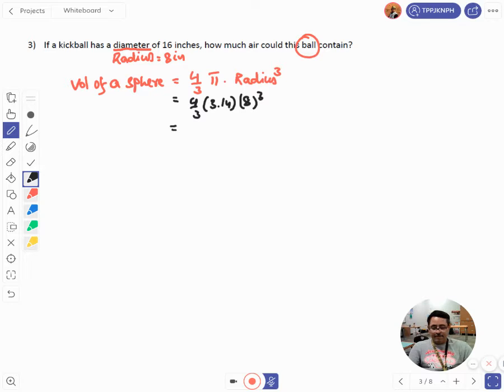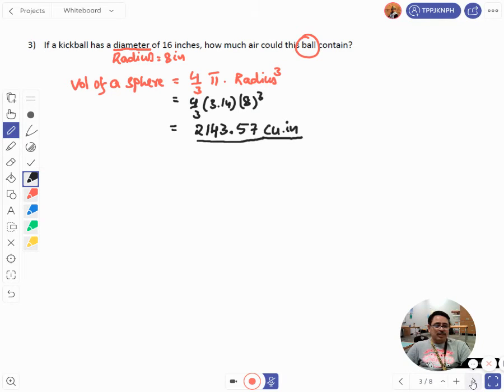Therefore, the result is 2143.57333333. So I'm rounding to this one. Okay, these numbers are just taken randomly, so don't be surprised. What does a ball holds that much of air means? As I mentioned before, these are just some numbers randomly we picked up.